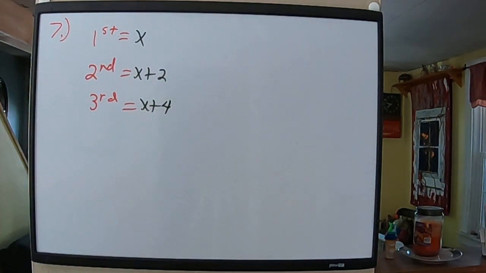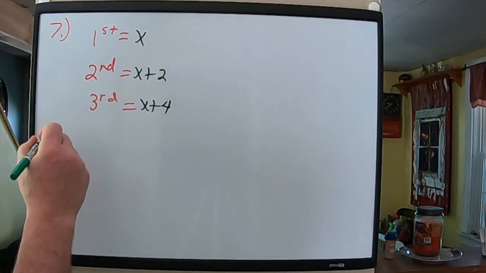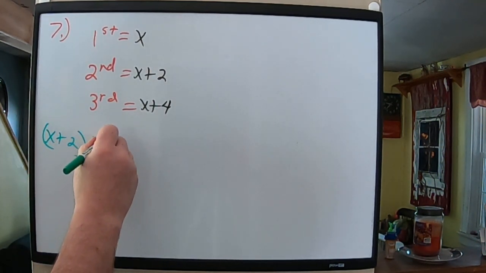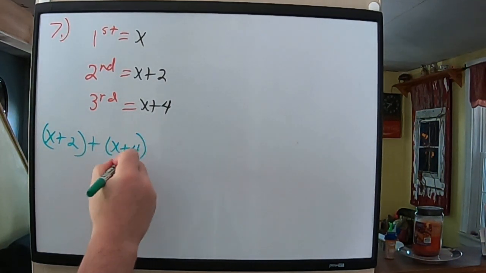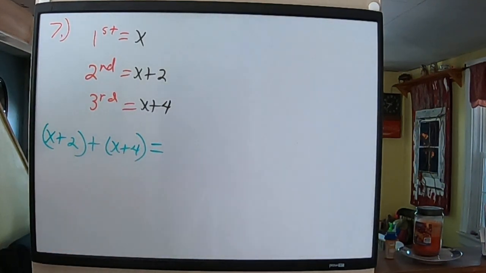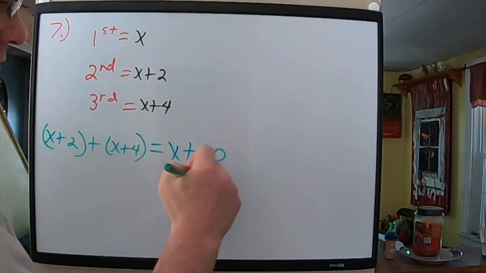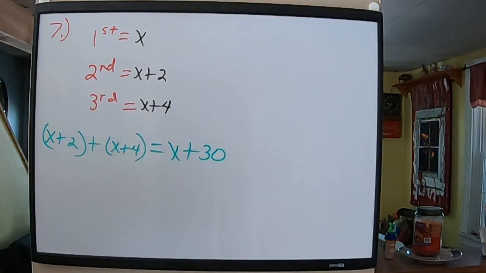Such that the sum of the second and third integers is 30 more than the first. The sum of the second and third, x plus 2 plus x plus 4. The sum of the second and third is 30 more than the first.